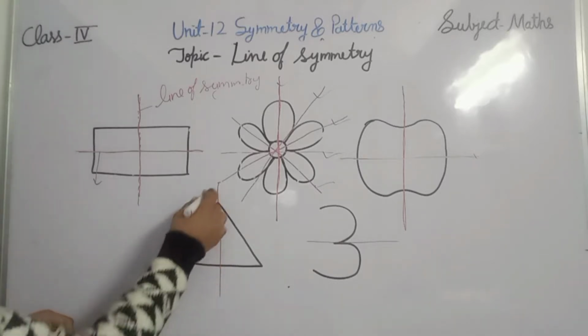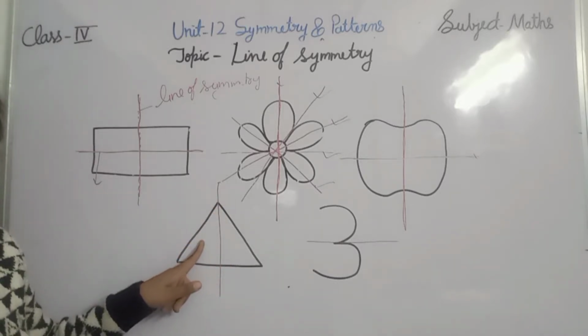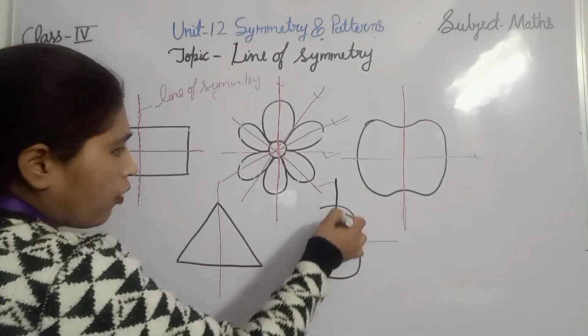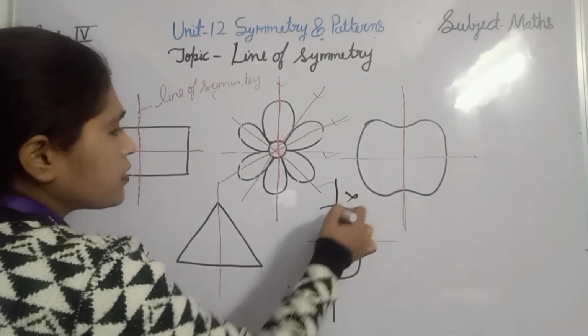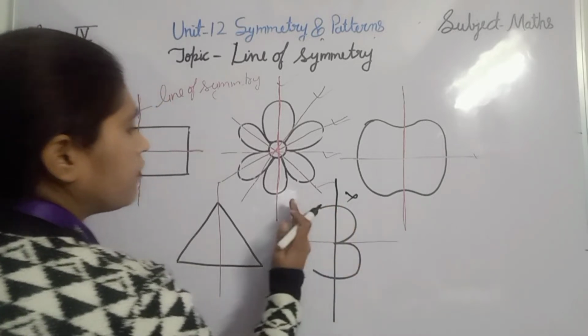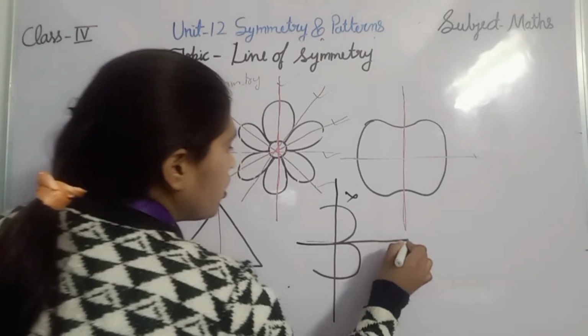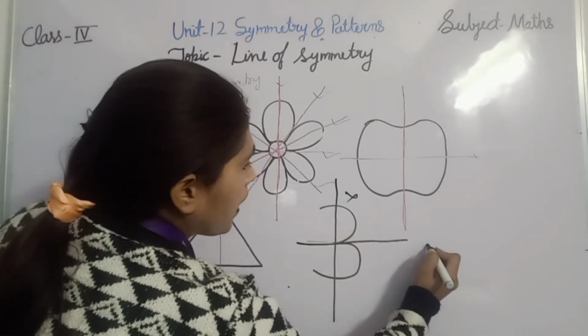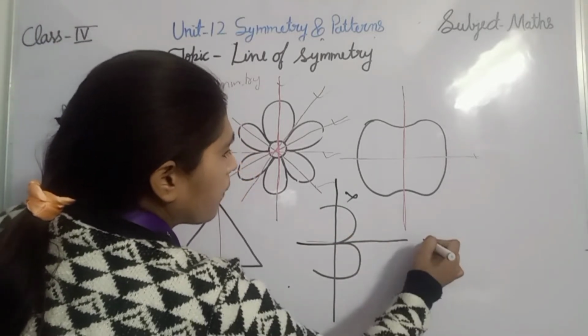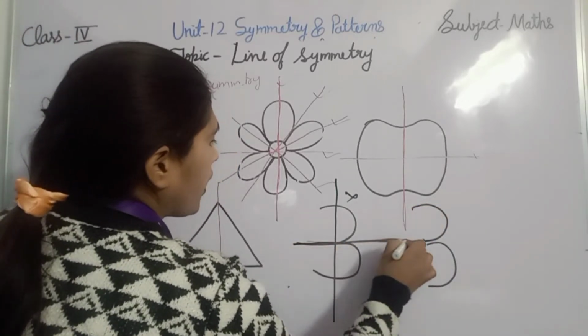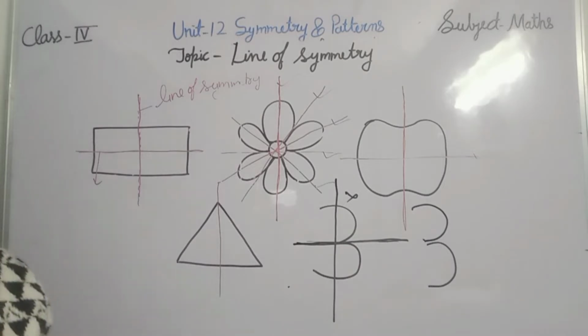Now come to this triangle. I gave you a similar triangle as an example. Now come to this shape 3. If I divide this 3 from here, you will not get a similar shape. This part is not equal to this. But if I divide this 3 from here, you will get a similar part. Which part will you get? This one, and the upper side also you will get a similar part. So number 3 has only one line of symmetry.